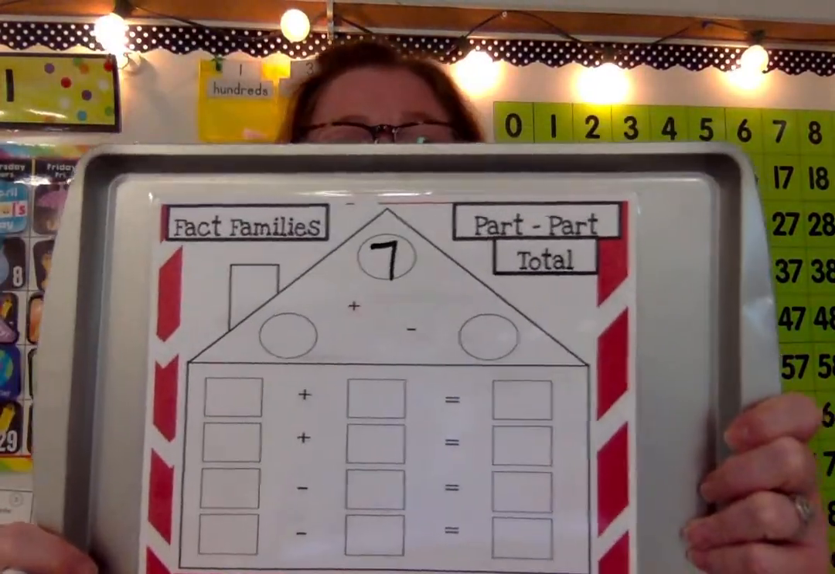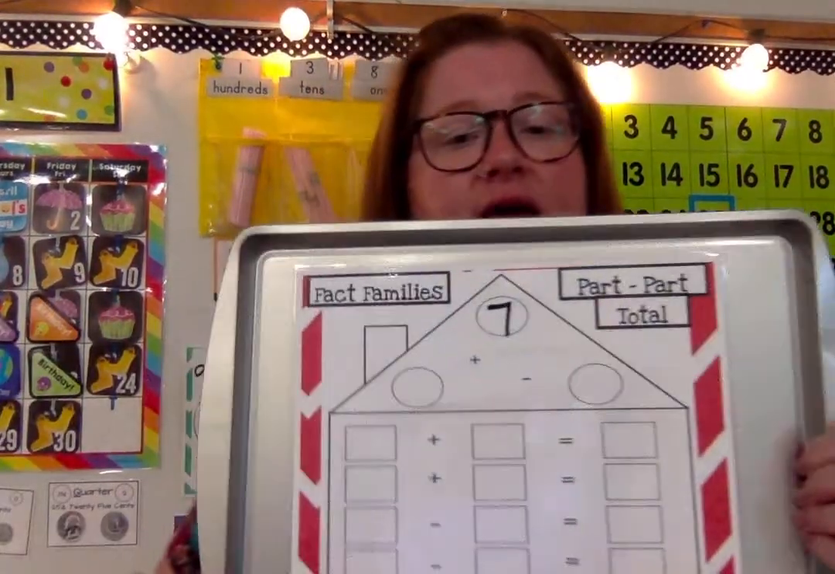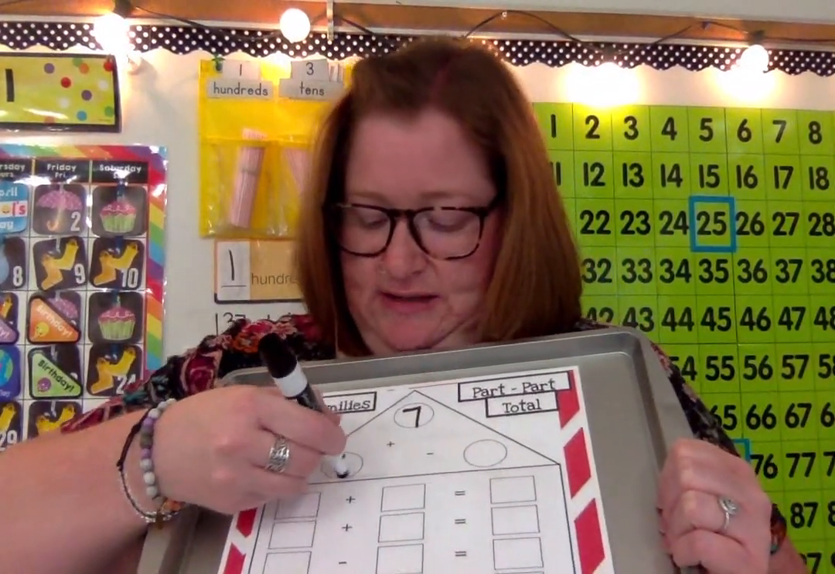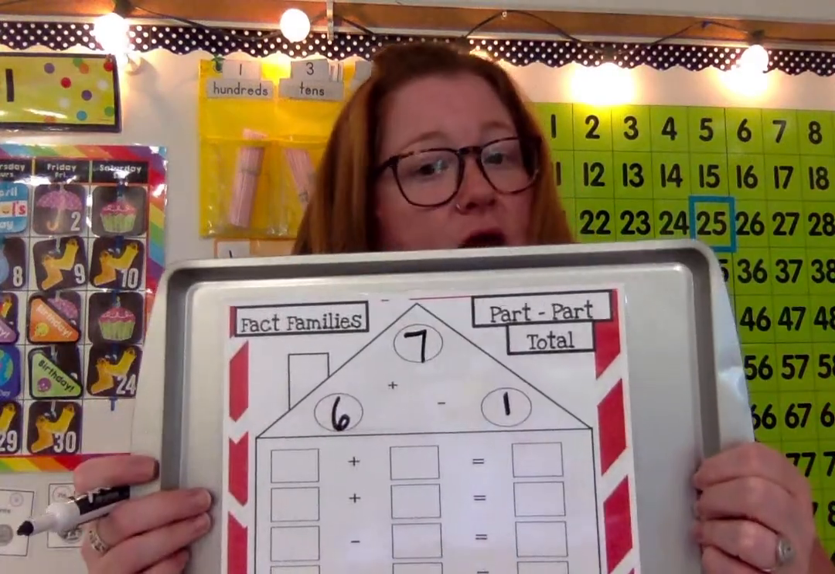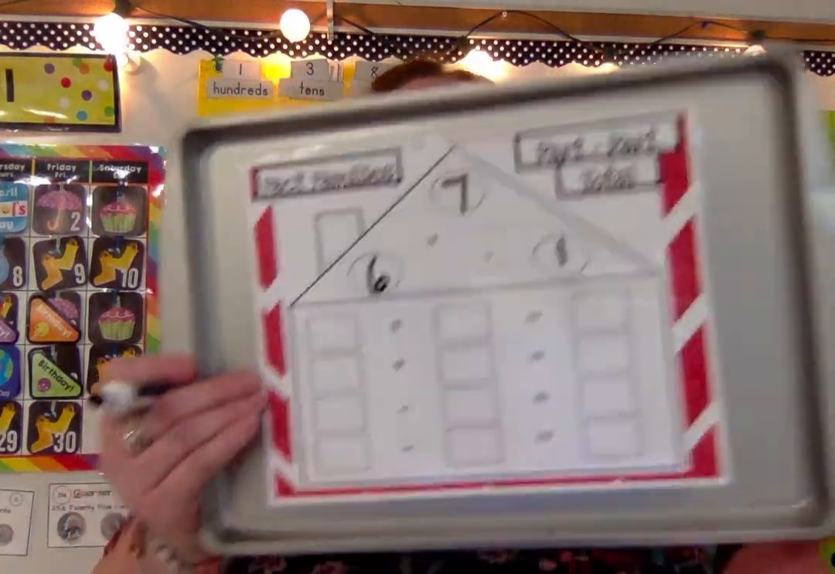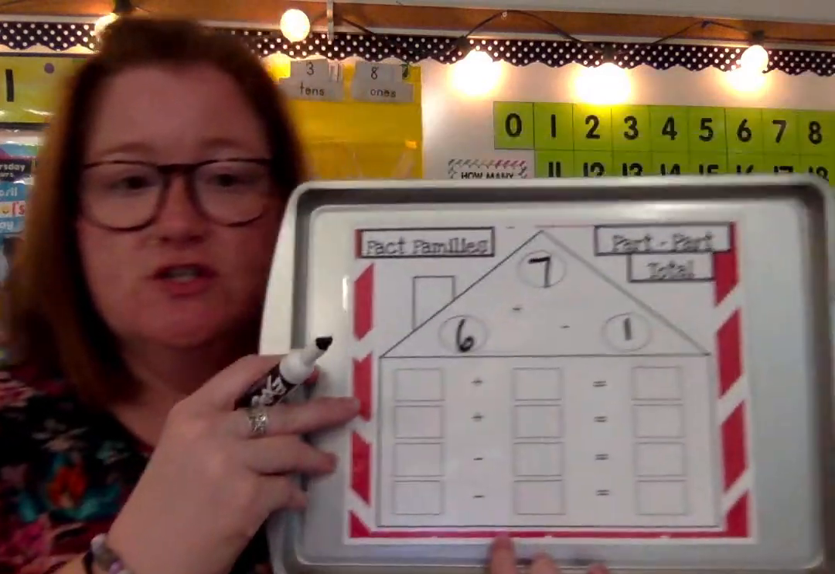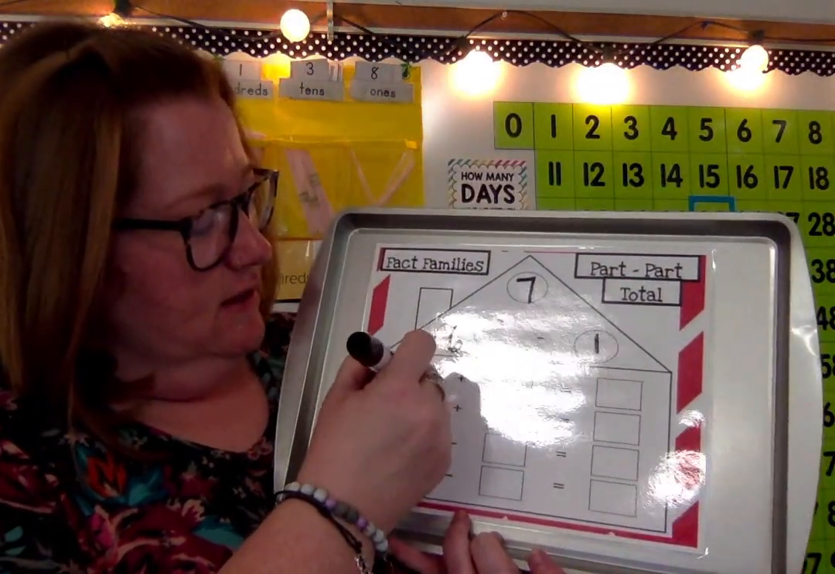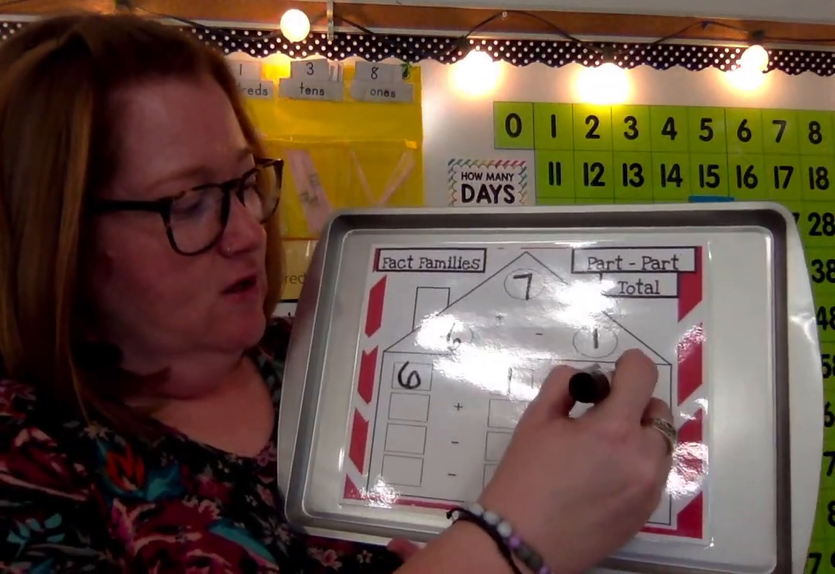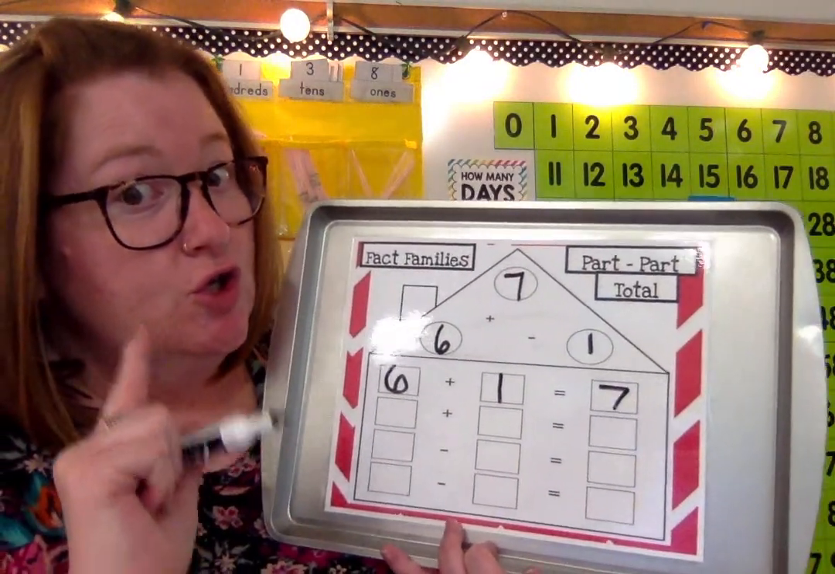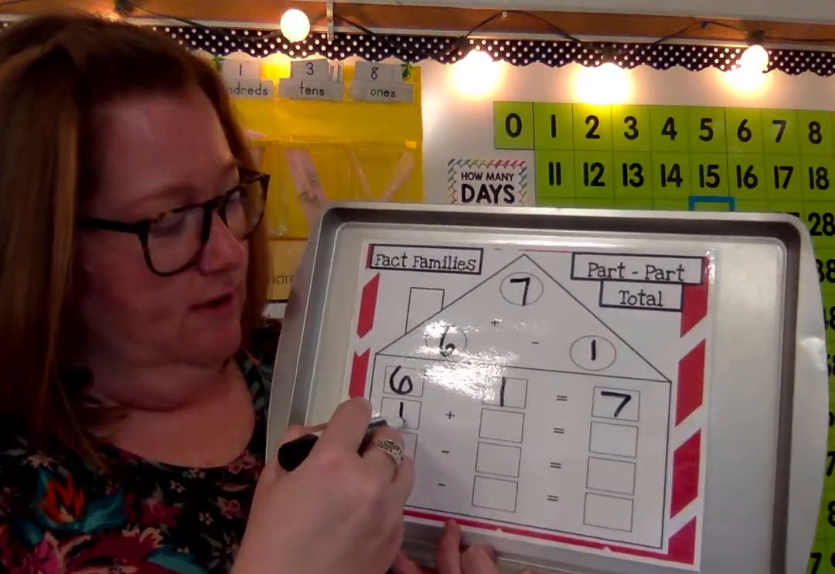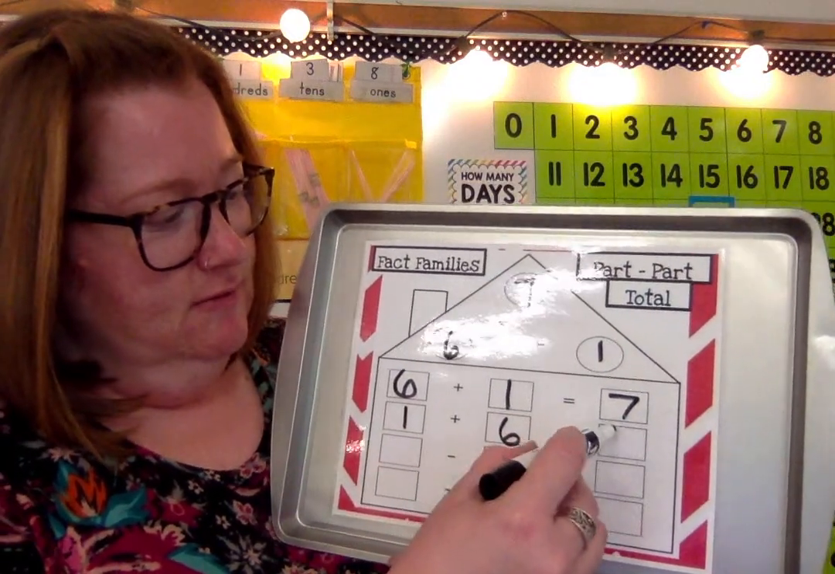Okay, I told you today. Well, I told you yesterday. Today we were going to do another fact family. We want our total again to equal 7. Yesterday we did 5 and 2 equals 7. Today we're going to do 6 and 1 equals 7. So for an addition equation first, I could start with those parts. 6 plus 1 equals 7. Then its turnaround fact would be 1 plus 6 equals 7.